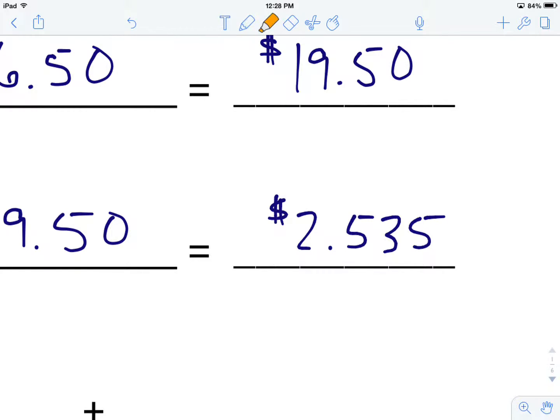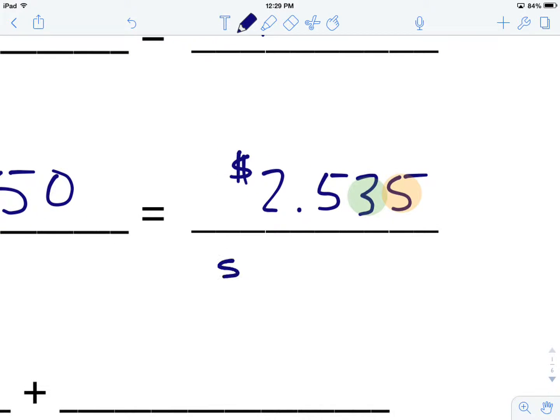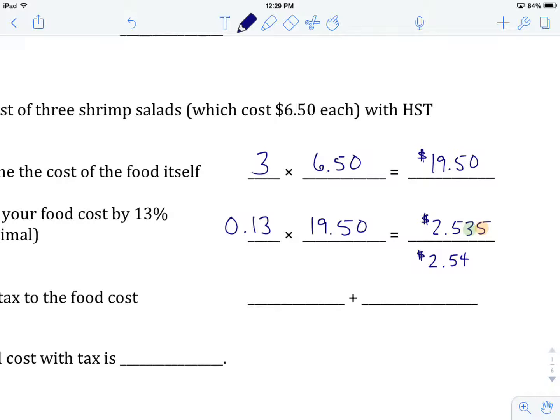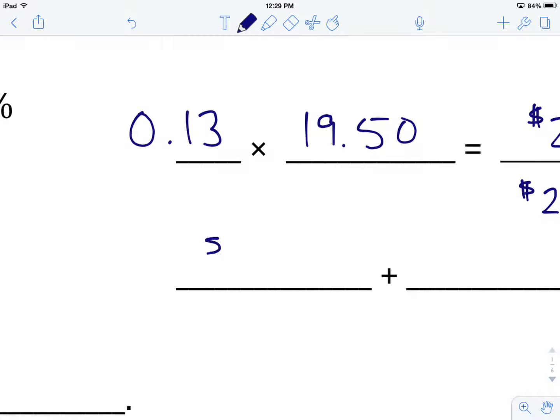Again, too many decimal places for money. We want to be rounding to the nearest hundredth, which is 2 place values to the right of the decimal. So that place value is a 3. We're going to look to the digit after the 3, which is a 5, to tell us how to round. And that 5 tells us that we are going to round up. So we have $2.54.